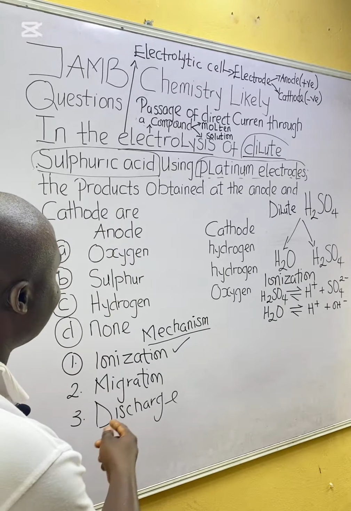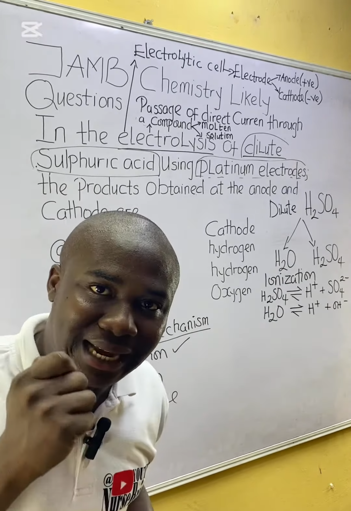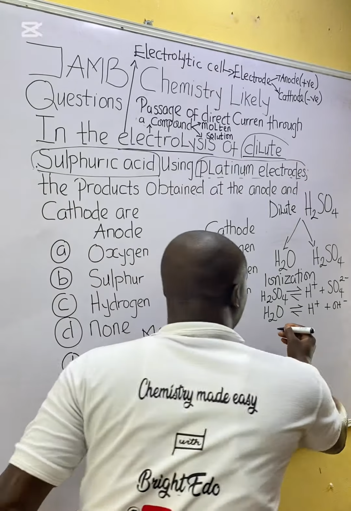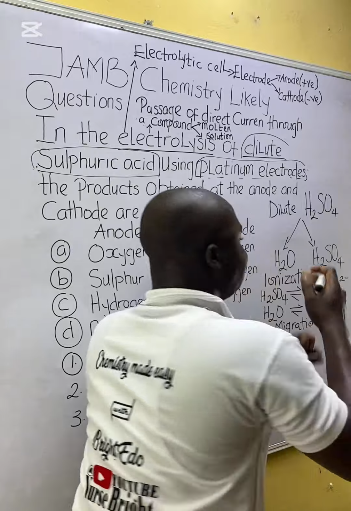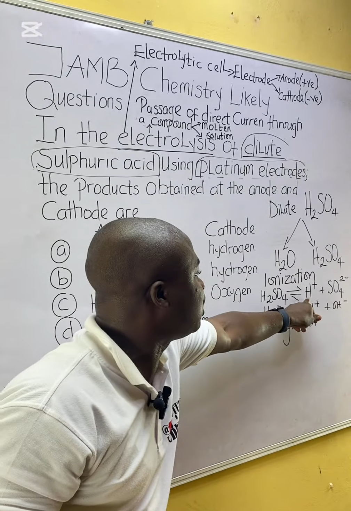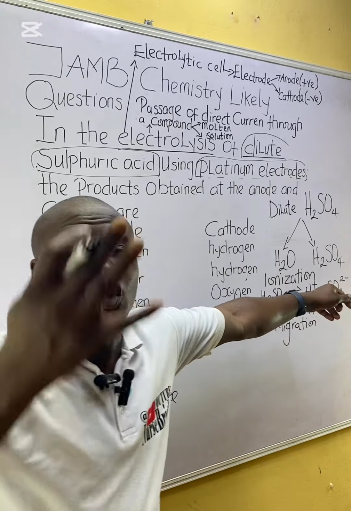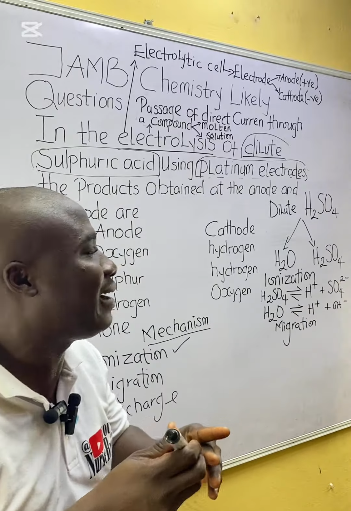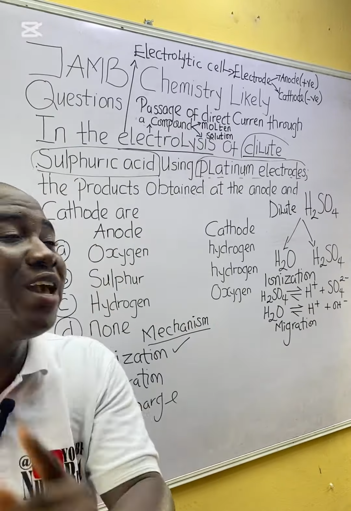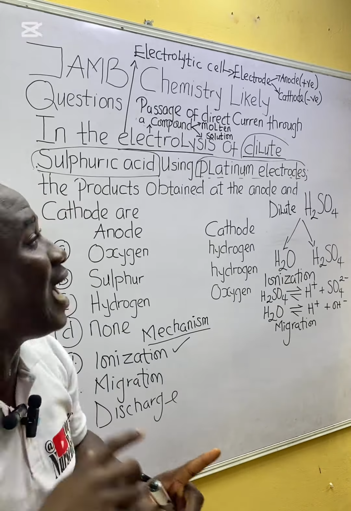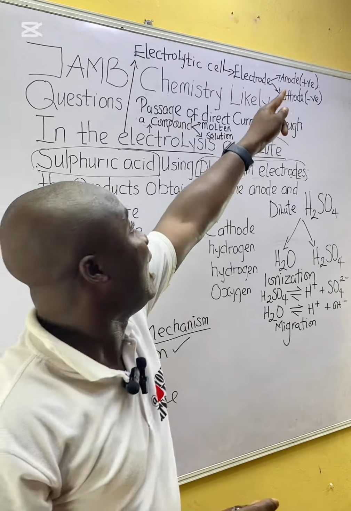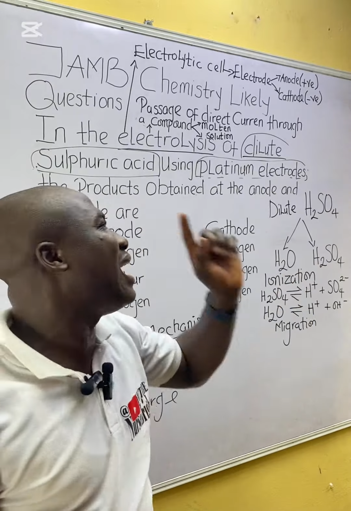So moving further, what's the next step? The next step is migration. What's migration all about? It is very easy. Migration has to do with making sure that the ions you have gotten, which are H plus, SO4 2 minus, and OH minus, migrate to the specific electrodes. Now listen carefully. It's very easy. That's why we established initially that the first electrode, called the anode, is positive.